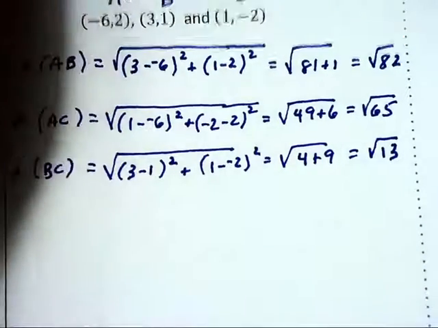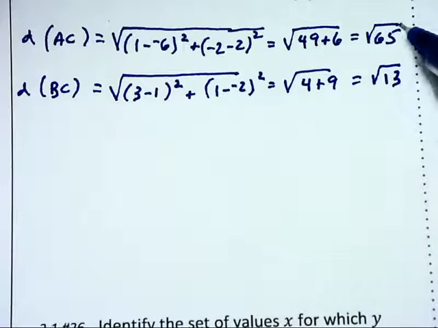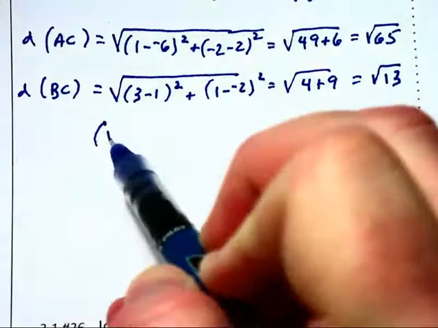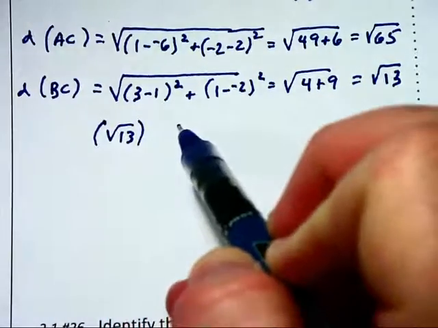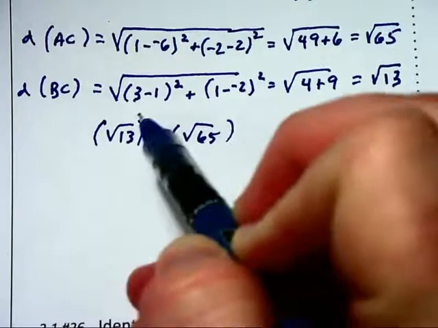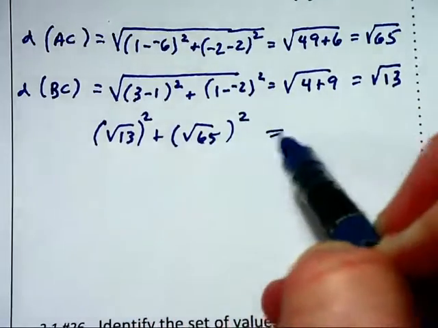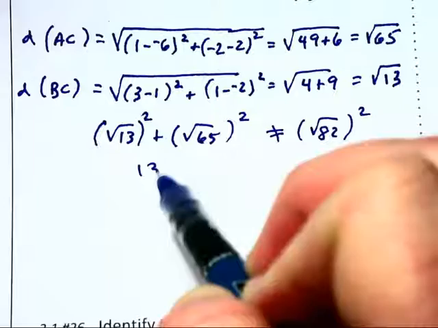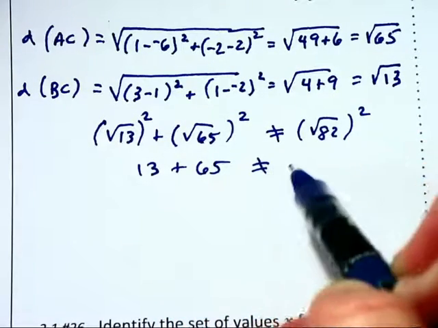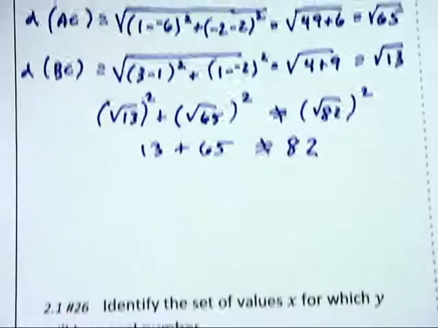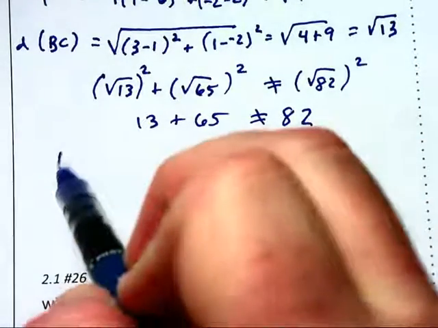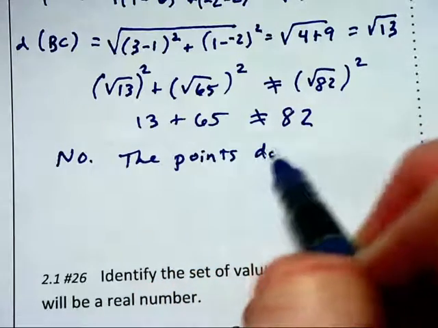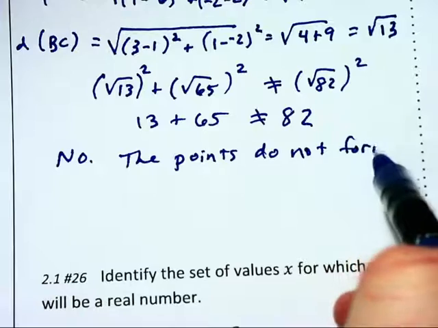Now the question is, do these values obey the Pythagorean theorem? And if you check it, if you take the 2 smaller values, the square root of 13 and the square root of 65, the sum of their squares is not equal to the square root of 82 squared. In other words, 13 plus 65 is not equal to 82. And we can then conclude that no, the points do not form a right triangle.